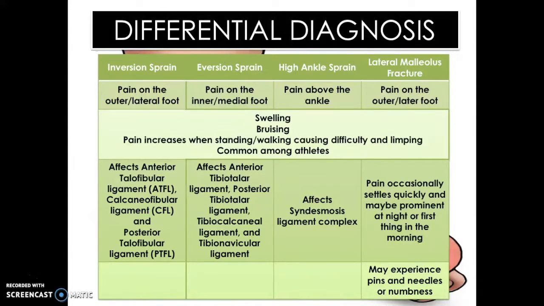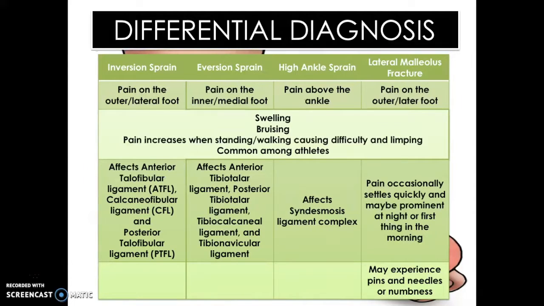For the eversion sprain, the pain is in the inner or medial foot. Affected are the anterior tibiotalar ligament, posterior tibiotalar ligament, tibiocalcaneal ligament, and the tibionavicular ligament. For the high ankle sprain, the pain is above the ankle, and it affects the syndesmosis ligament complex. And for the lateral malleolus fracture, the pain is in the outer lateral foot.